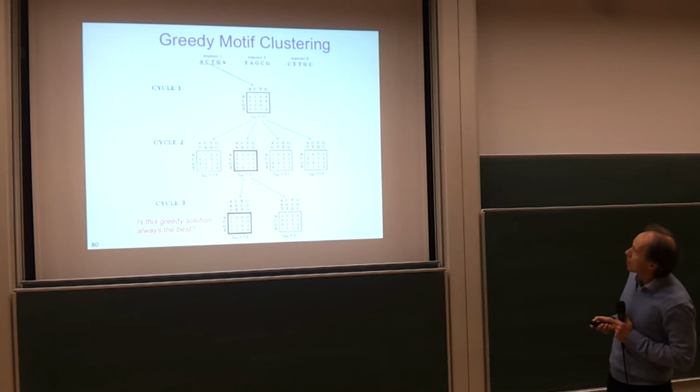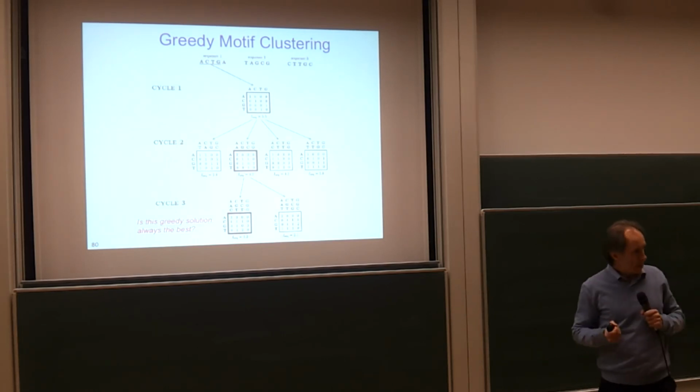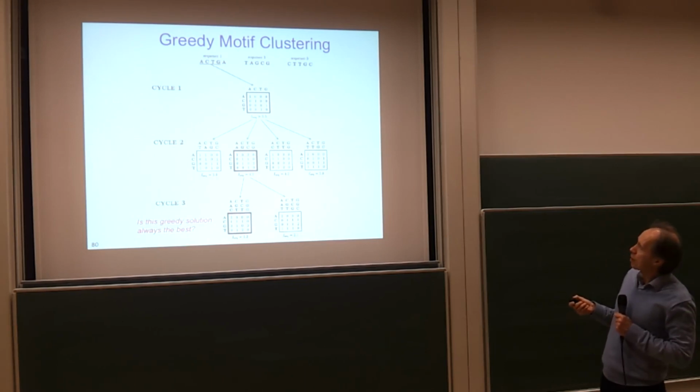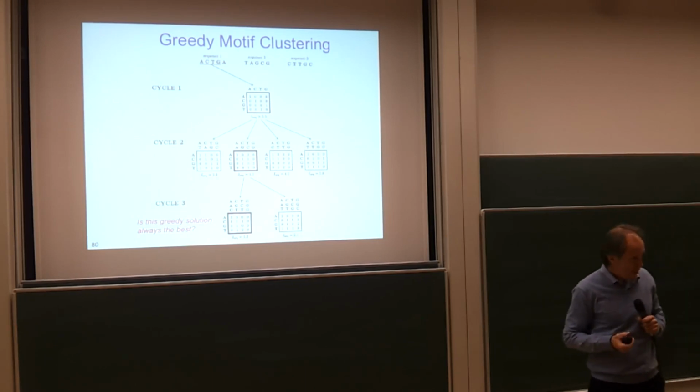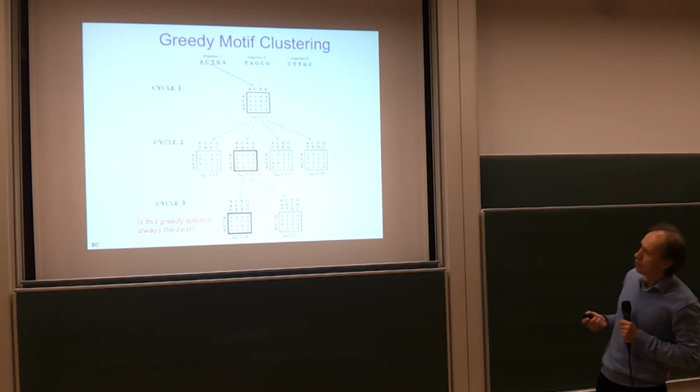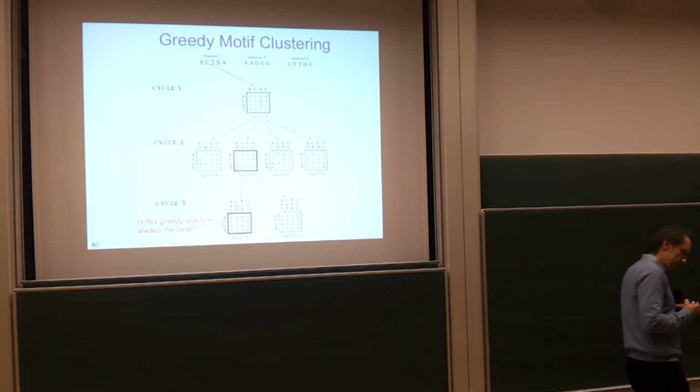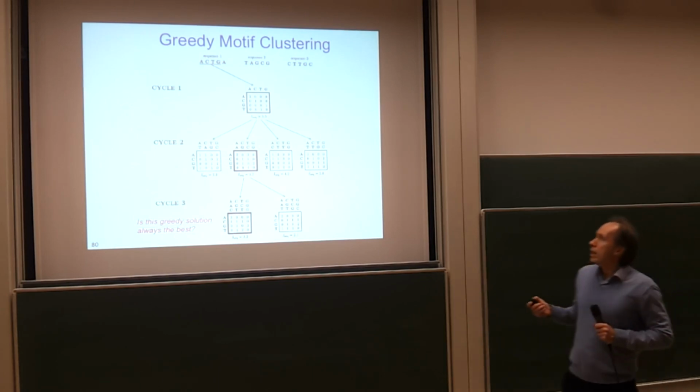So, what's the task? We want to find a conserved motif in an input set of these 3 sequences. And the motif, we think we are all about establishing a motif of 4 nucleotides in this case. Okay?